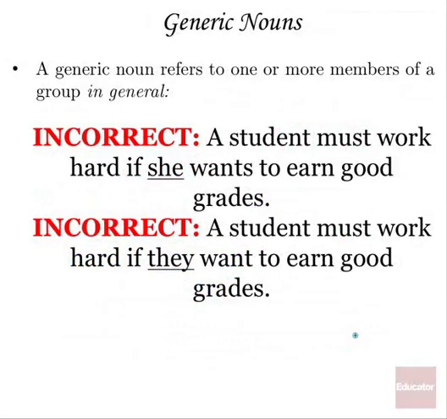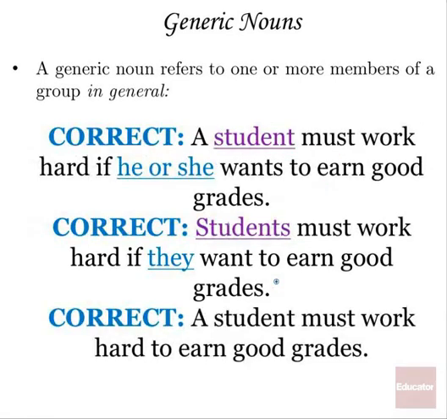All right, what do you do with generic nouns? A generic noun refers to one or more members of a group in general. So it is incorrect to say, a student must work hard if she wants to earn good grades. The generic noun in this case is a student, a member of this group. But because not all students are female, you can't just refer to any random hypothetical student as she. You also can't say a student must work hard if they want to earn good grades, because a student is singular. So what do you do?